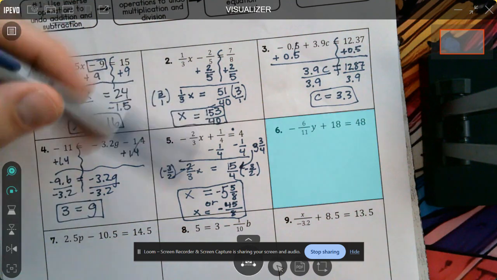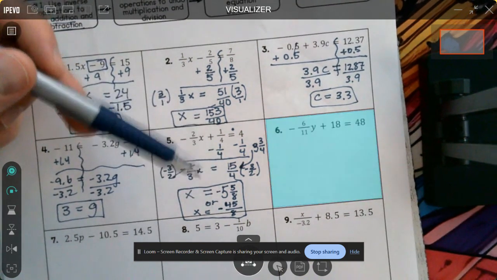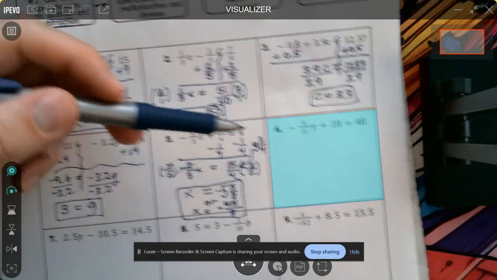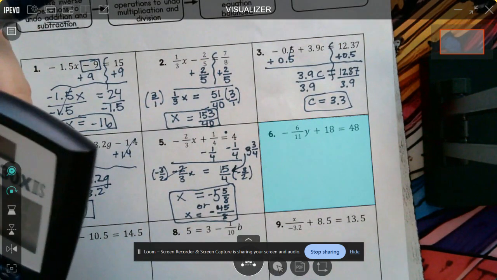Okay, make sure you can do this in your calculator. Do not just write it down, people. Check it with your calculator. All right, number 6. I'm going to pause the video. You should do number 6 as well.